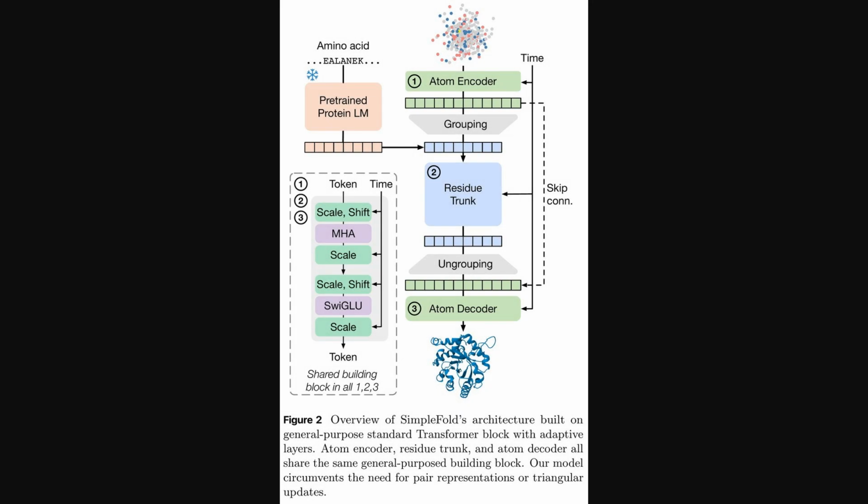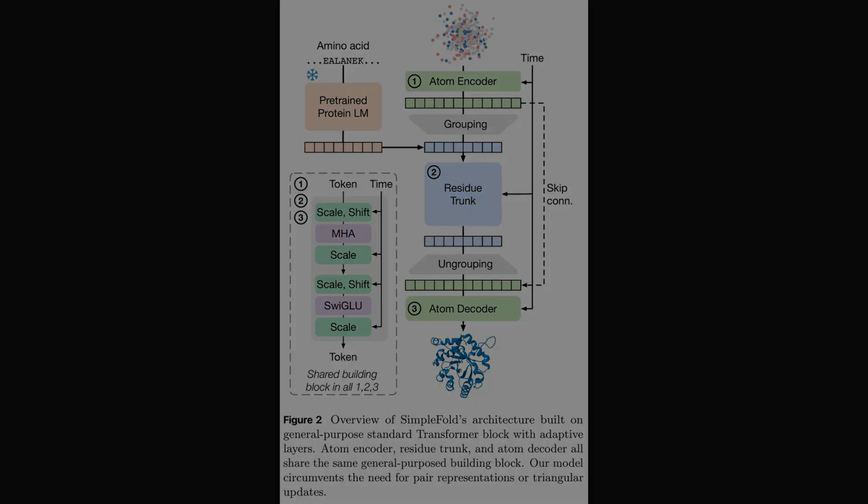So Figure 1 showed outcomes. Figure 2 shows the streamlined architecture. A pre-trained protein language model provides sequence embeddings, which feed an atom encoder, a residue trunk with grouping and ungrouping, and an atom decoder. The same transformer block repeats across stages, with time-conditioned scale and shift layers, so the network learns a flow that maps noise to structure. A skip connection preserves atom identity, and local attention keeps computation efficient. Crucially, the design avoids pair tensors and triangle updates.